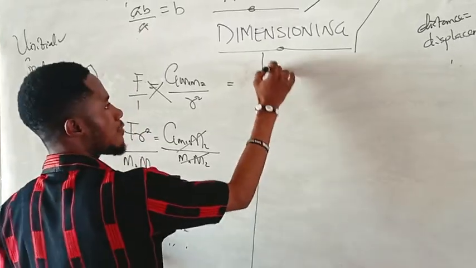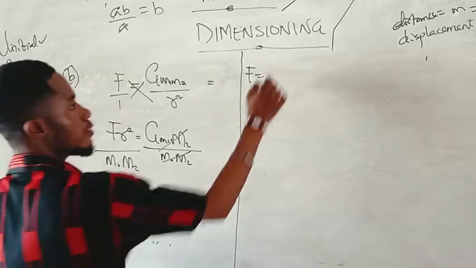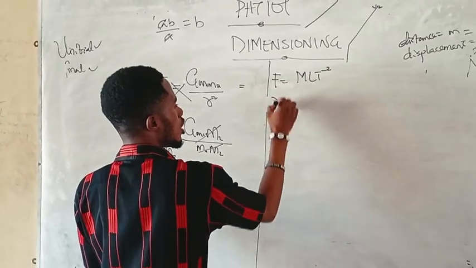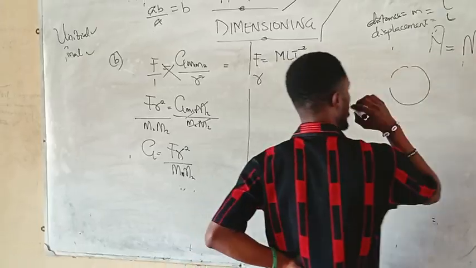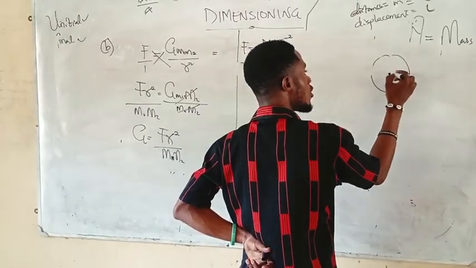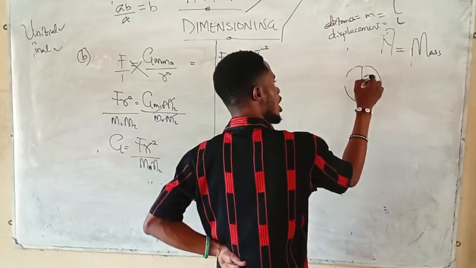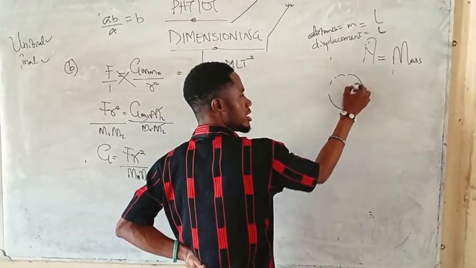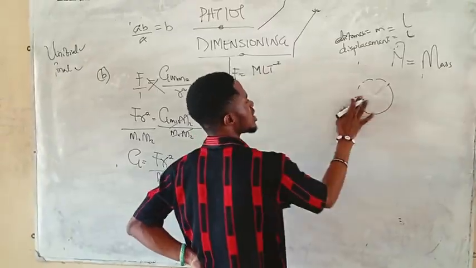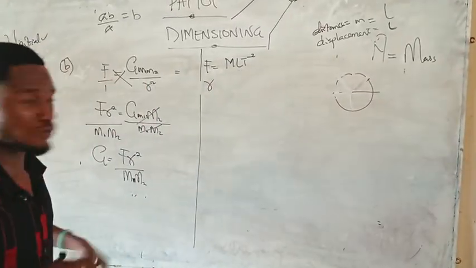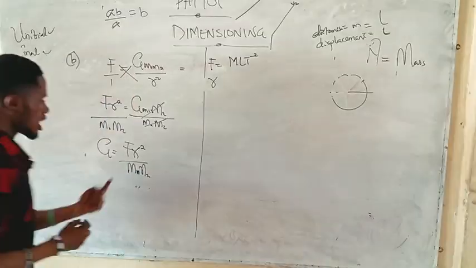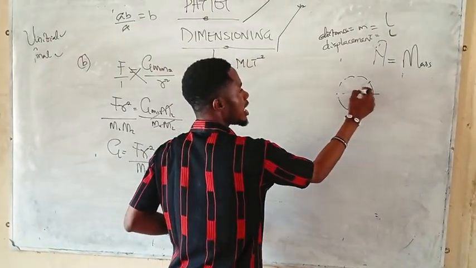So I have the F. Remember, what is the dimension for F? You have MLT minus 2. What is the dimension for radius? Now, if I have a circle, radius is a line from the center of the circle to any point. Radius must not always be here. Radius can be here, here, here, and even here. It's not a must that it goes to this side. It's from the center of the circle to any point on the circumference. That's the law.